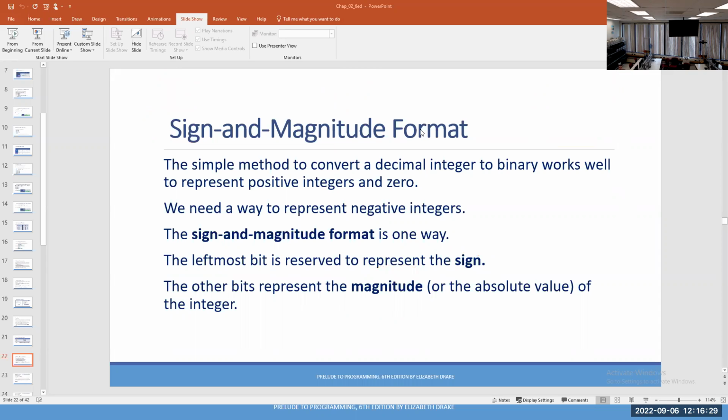Okay, that is the sign magnitude format. When we work with the sign magnitude format, remember that the leftmost bit is always the sign. 0 means positive, 1 means negative, and all of the other bits represent how big it is, the absolute value of the integer.